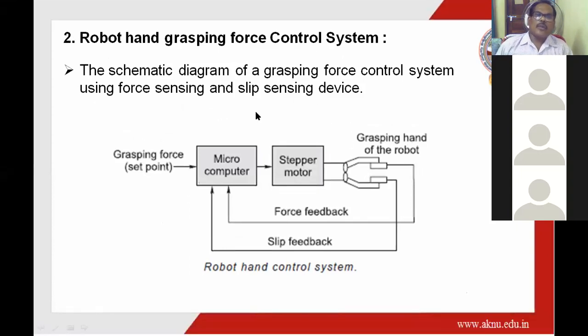Here it is robot hand grasping force control. That means this is the robot hand. The grasping means picking up and bearing. Here there is force applied and force released.